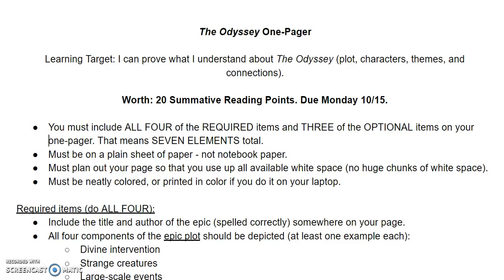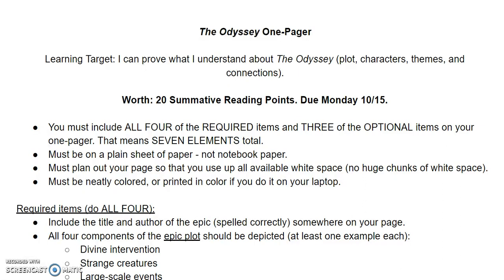And as it says, it's worth 20 summative points, and it's due on Monday the 15th. So that's this coming Monday. So you have today in class to work on it, and you'll have the weekend. You can do it on actual literal paper, or you can do it on your laptop. Some people are pretty good at designing things online, or you have programs that you can use on your laptop, Photoshop, etc.